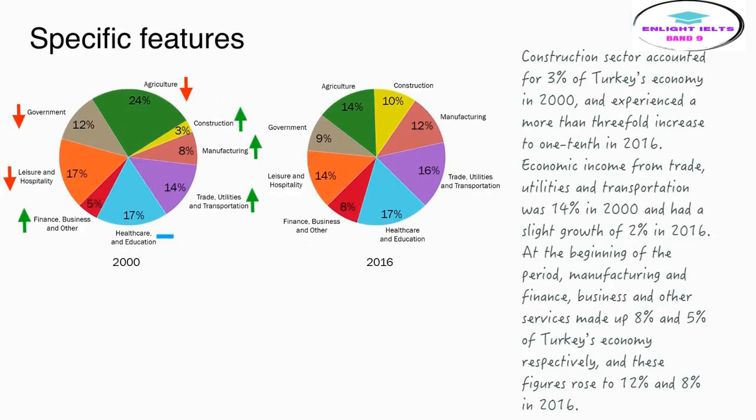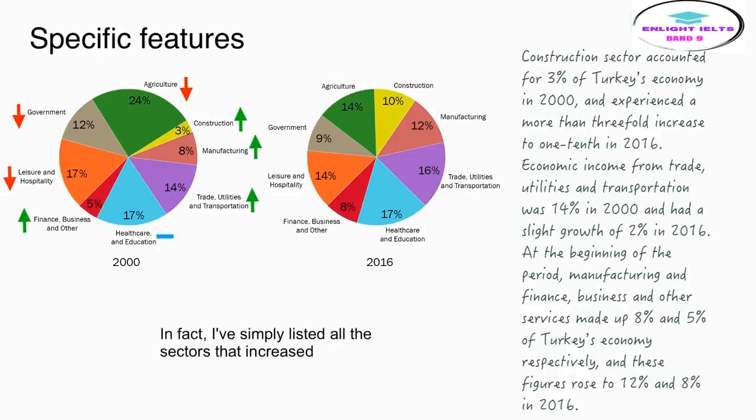Construction sector accounted for 3% of Turkey's economy in 2000 and experienced a more than threefold increase to 1/10 in 2016. Economic income from trade, utilities and transportation was 14% in 2000 and had a slight growth of 2% in 2016. At the beginning of the period, manufacturing and finance, business and other services made up 8% and 5% of Turkey's economy respectively, and these figures rose to 12% and 8% in 2016.